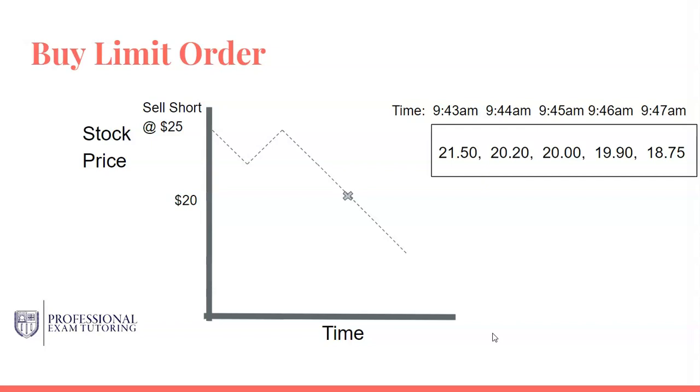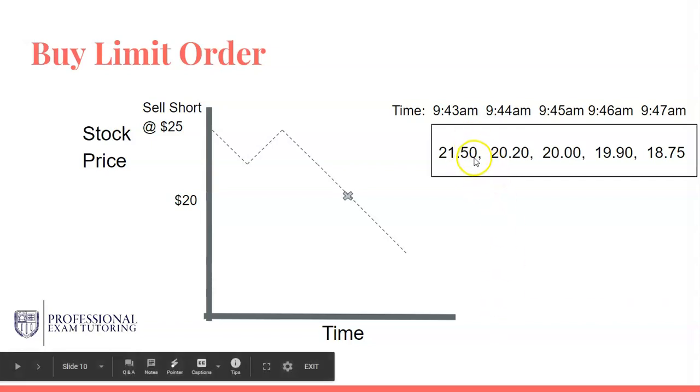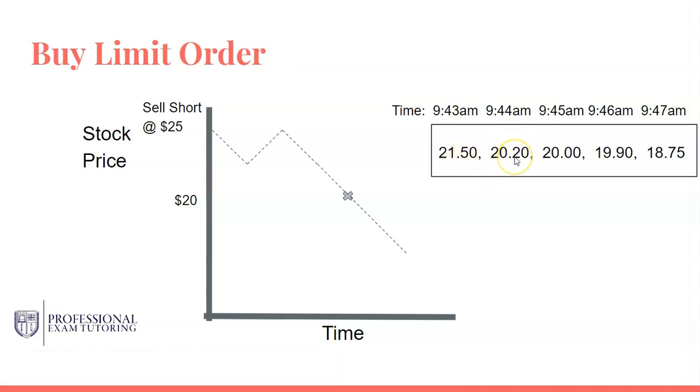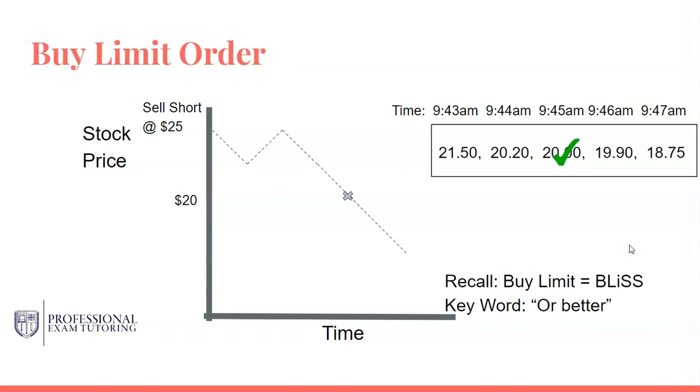So in this case, we see the time frame. Again, the stocks are trading at different prices every minute. So at 9:43, it's 21.50. 9:44, it's 28.20. 9:45, it's 20. 9:46, it's 19.90. 9:47, it's 18.75. So we know that because there's no trigger involved with limit orders, it's just going to execute at the specific price or better. It's going to execute at $20 or better. In this case, it hits $20 on the dot, so that's where it executes. And just a reminder, the keywords here are or better for limit orders. And when we're talking about a buy limit, we're talking about the BLiSS part of the acronym. So BLiSS being below the market price, which indicates that the stock price should be going down, which is also consistent with what you see here, going down from 21.50 all the way down to 18.75.